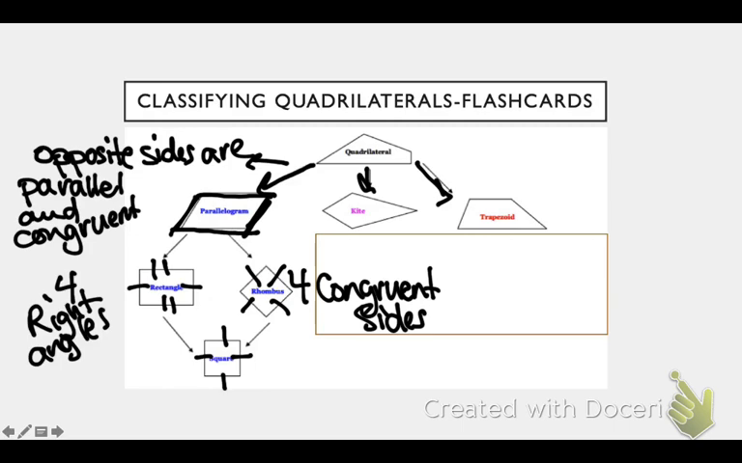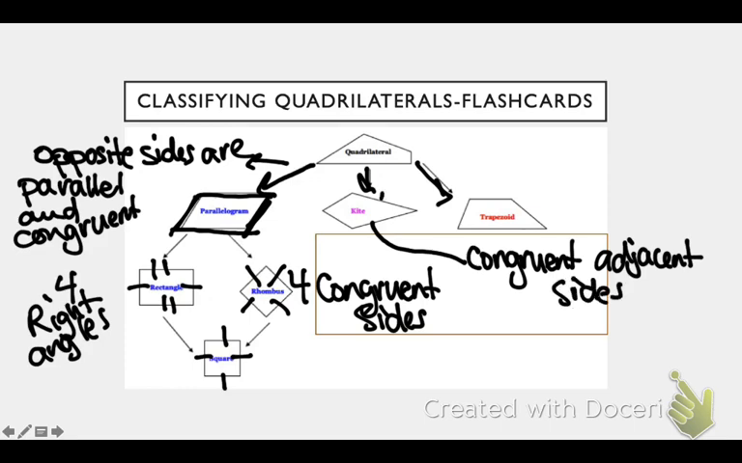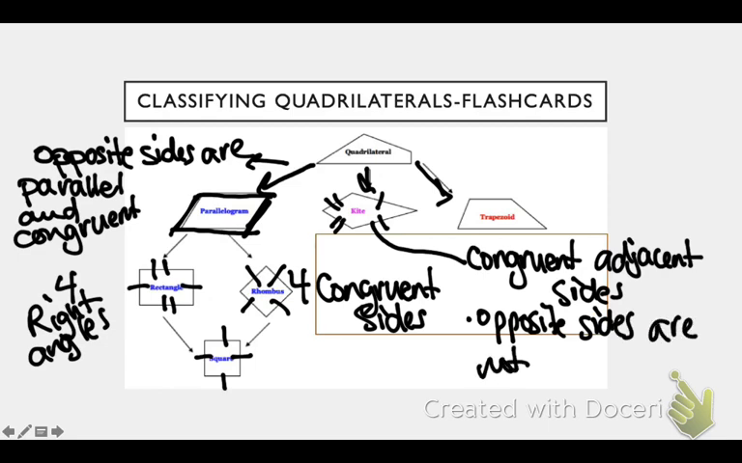Okay? Now if I want to go towards the kite, this one's a little different. So I'm going to put some notes. You have congruent adjacent sides. So that means this side and that side, they're congruent because they're adjacent. And then these are congruent. Opposite sides are not congruent.